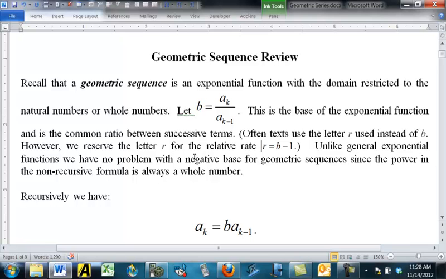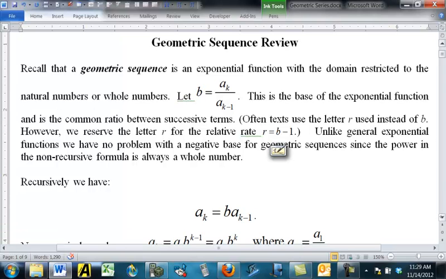So unlike general exponential functions, we don't have any problem with a negative base for geometric sequences. Remember, our problem with a negative base on exponential functions is that we had to allow any power, including like a half power or 0 power, where it would be undefined. We want to be defined for all the possible inputs. Our possible inputs here are only whole numbers, or maybe even just natural numbers, so those are defined when we have negative bases, and so a negative base will be allowed here.